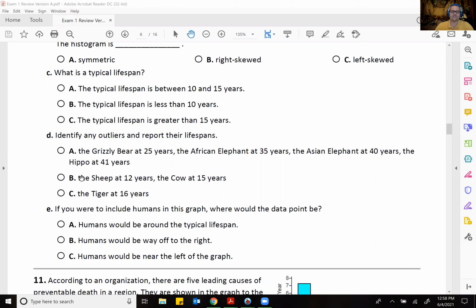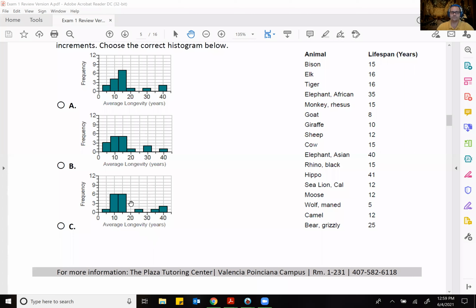Because based off of what we just answered in part C, these are around the typical lifespan. This one is around the typical lifespan that we just said. That's not an outlier if you're typical. So definitely A, because there are gaps around these. Although I may not include the grizzly bear, but because we didn't learn about outlier formulas yet, we could say that the grizzly bear looks to be an outlier because there are gaps before we get to it and even after it.